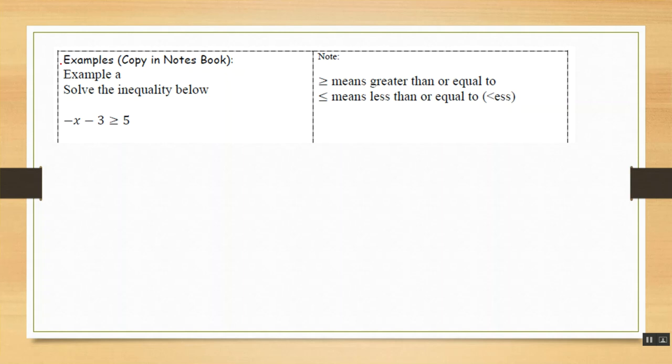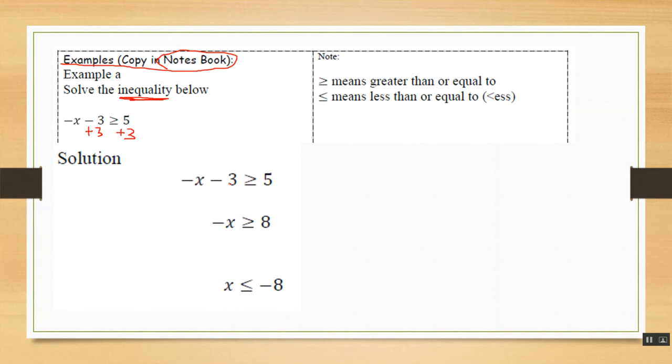So for our examples, which you need to copy into your notes book. Example A, solve the inequality. So it's just like an equation, but it's an inequality. Our process is the same. Add 3 to both sides. So you can see here the 3 goes over, so 5 plus 3 is 8. So minus x is greater than or equal to.